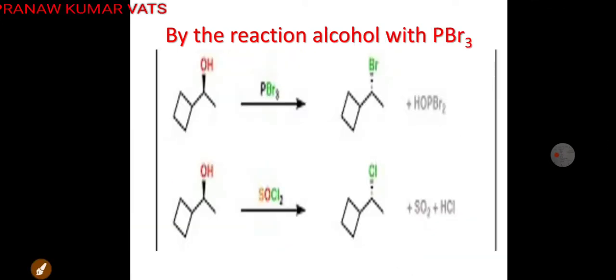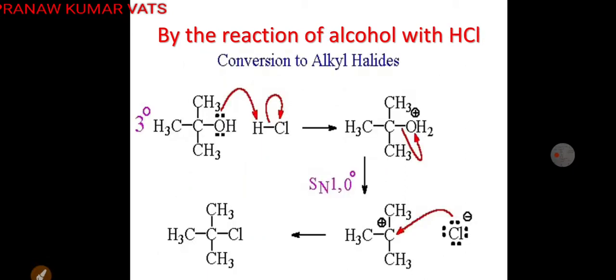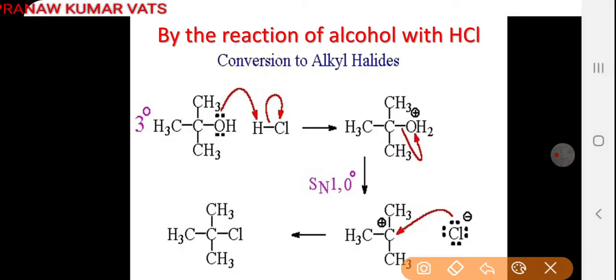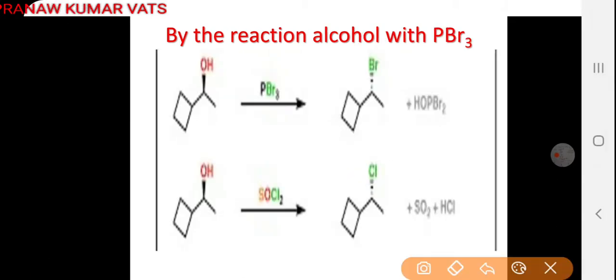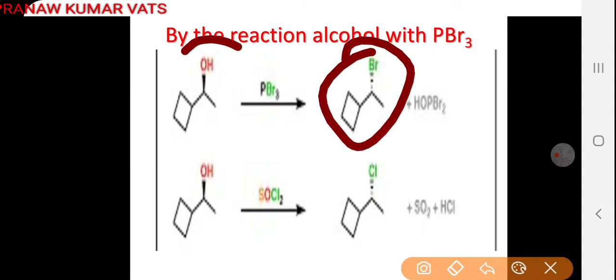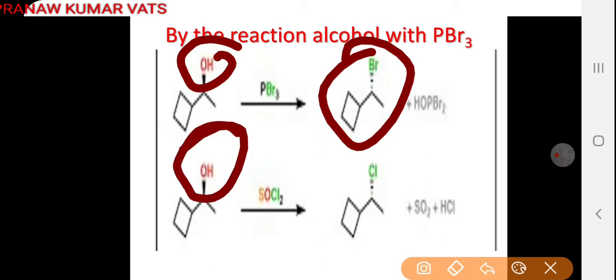Same reaction you can see here, reaction with PBr3. In case of PBr3 also it follows the SN2 mechanism, because you can see the inversion of product takes place. Here OH is upside and here Br is downside. SOCl2 also gives inversion of product, OH is upside and Cl is downside.